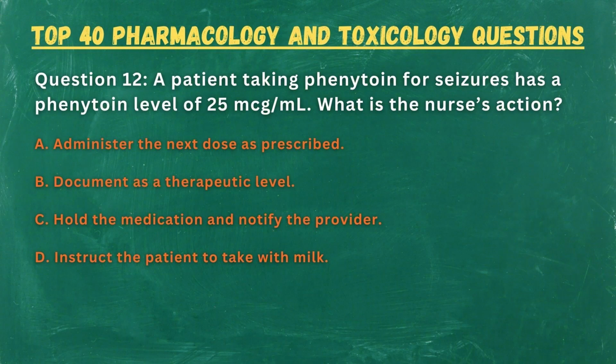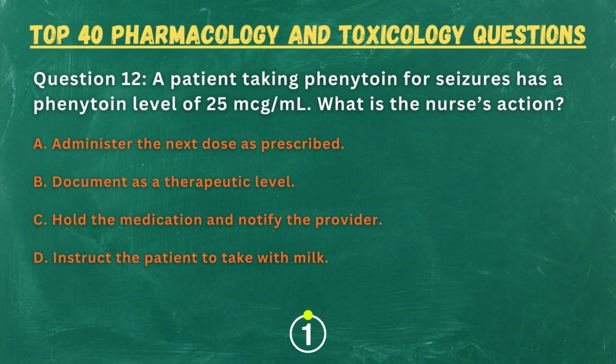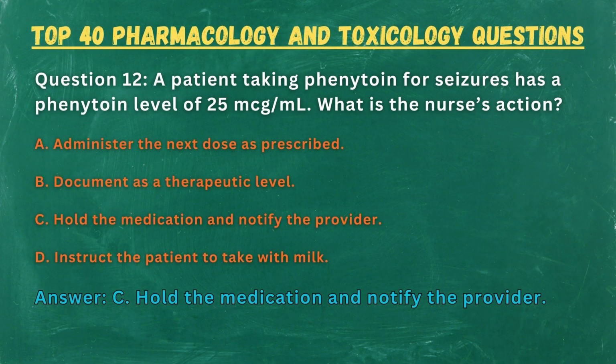Question 12. A patient taking phenytoin for seizures has a phenytoin level of 25 micrograms per milliliter. What is the nurse's action? A. Administer the next dose as prescribed. B. Document as a therapeutic level. C. Hold the medication and notify the provider. D. Instruct the patient to take with milk. Answer: C. Hold the medication and notify the provider.